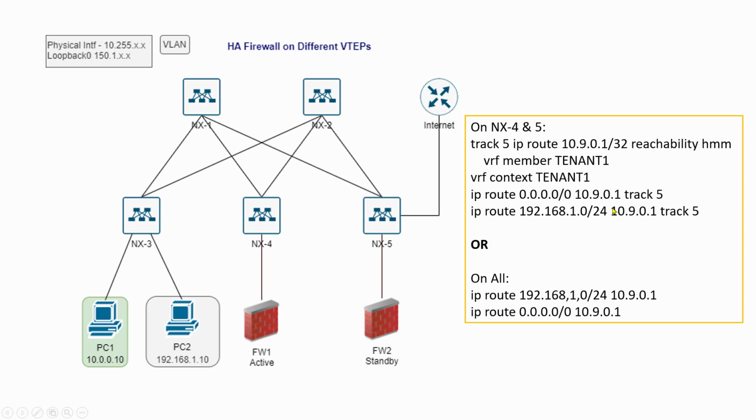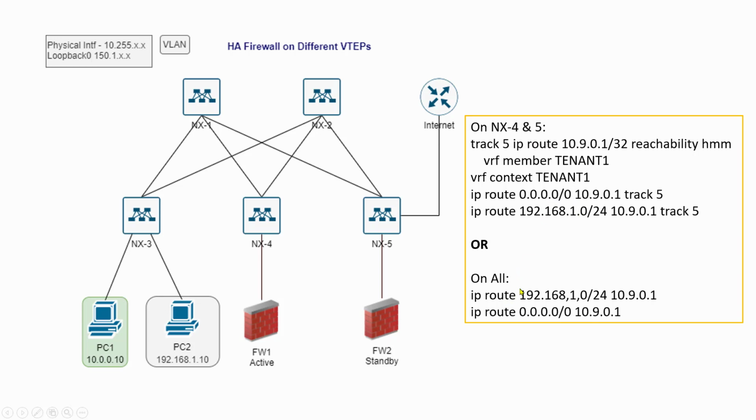So here we're making a sort of dynamic route tracking thing where if I'm learning 10901, which is the inside of the firewall, if I'm learning that locally, install these routes. Else, don't. If I learn this over BGP, don't install the routes. That means I don't own it. Now this is one fix.